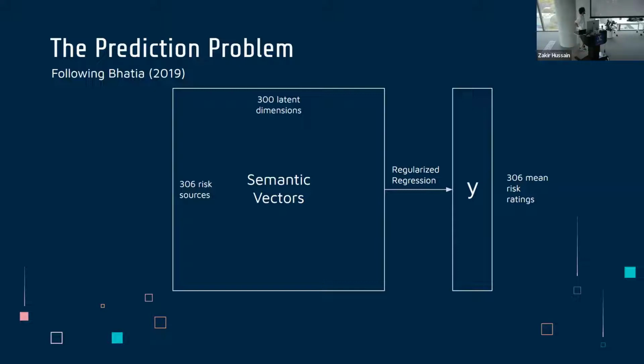Could I ask how many people are familiar with regularized regression? If you could put up your hand. Okay, sorry, people on Zoom, I'm going to assume that the distribution in this room is similar to all of you.